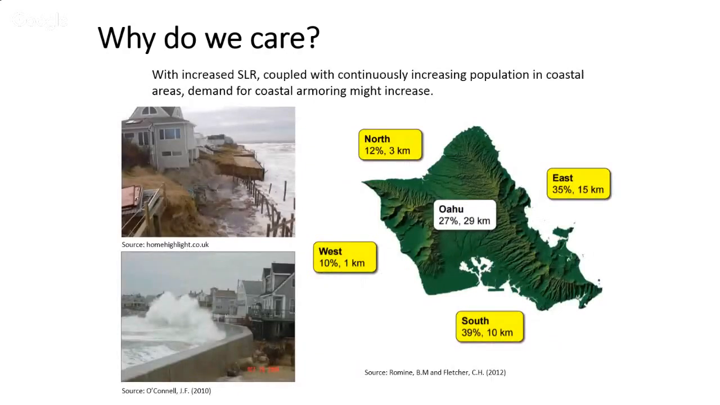So with the increase in sea level rise, we expected that the demand for coastal management, ergo including coastal armoring, would rise as well. And so what you see in Oahu, in 2005, around 27% of the coastal areas, around 29 kilometers, are already protected. And most of the protections are in the east side and in the south.